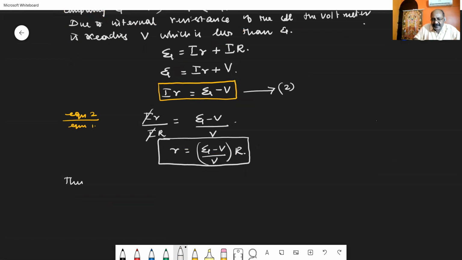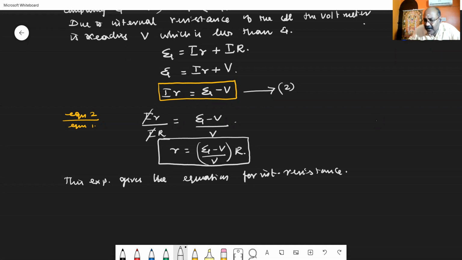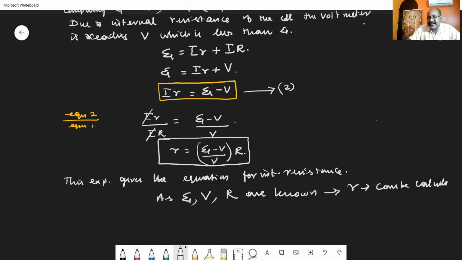So this expression gives the equation for internal resistance, and the value of internal resistance is considered to be very, very small. See, in this equation, as we know the value of EMF, the potential difference, and the external resistance, all these quantities, small r, the internal resistance, can be determined. This is how we can determine the internal resistance of a cell.